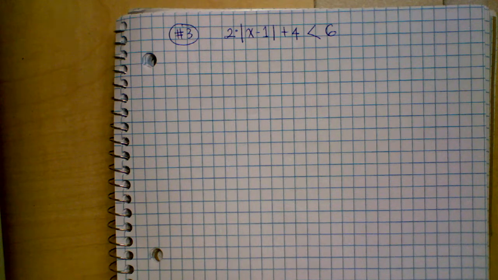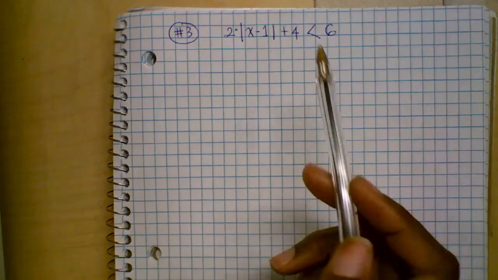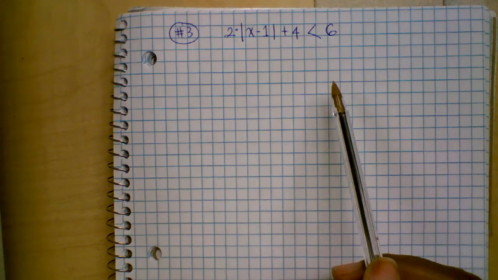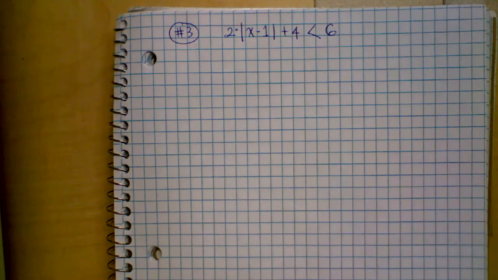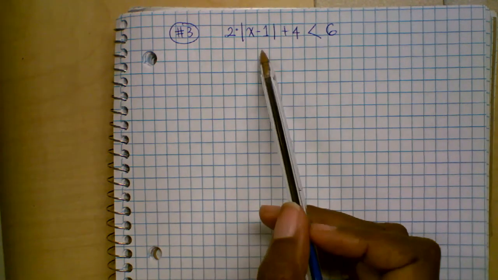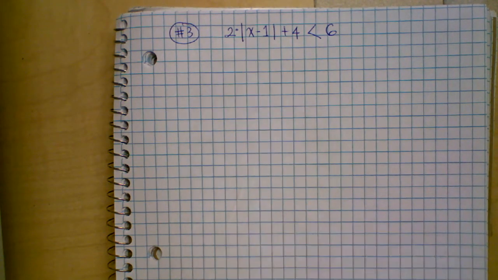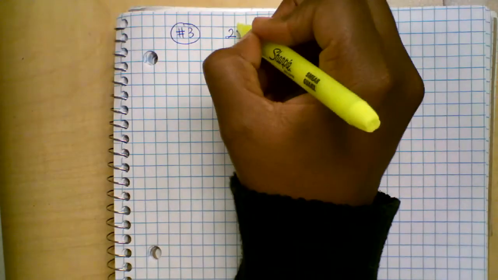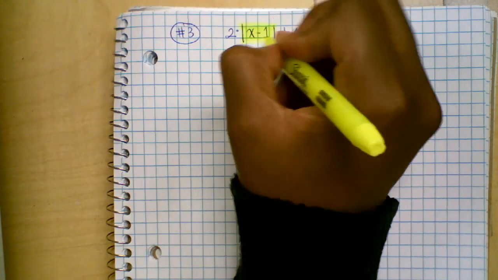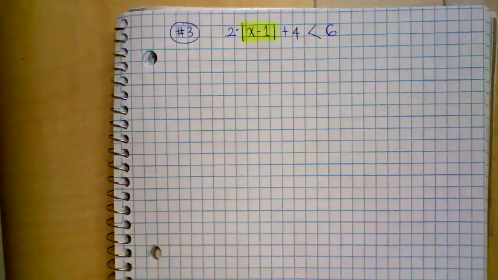So in this video, I'm going to show you how to solve absolute value inequality. Remember, what is the first step to solve an absolute value inequality? It is to isolate the absolute value. So we want to isolate the absolute value right here. What are you going to do? There's the first step.